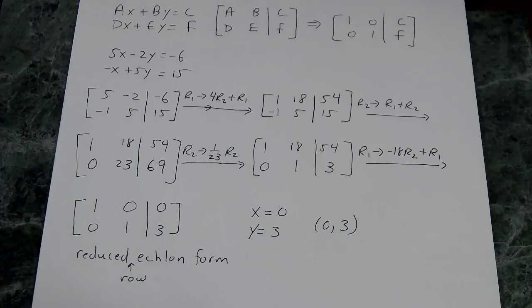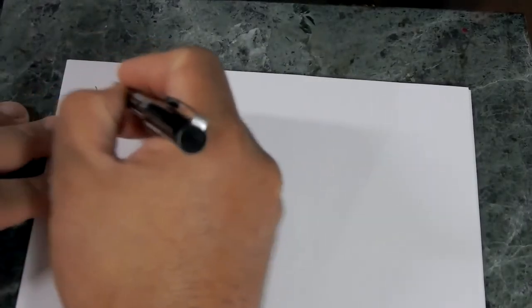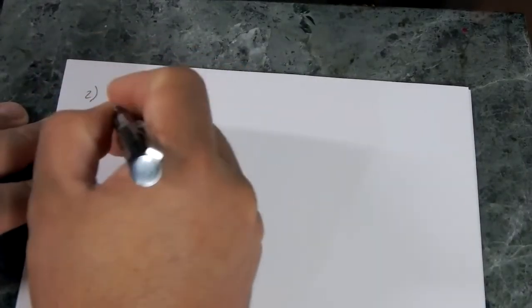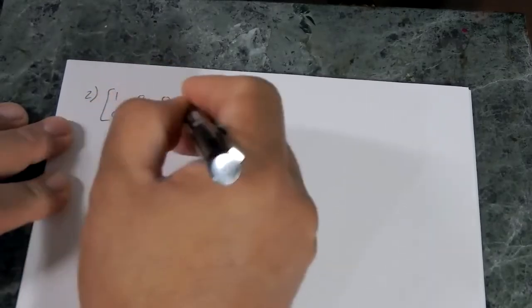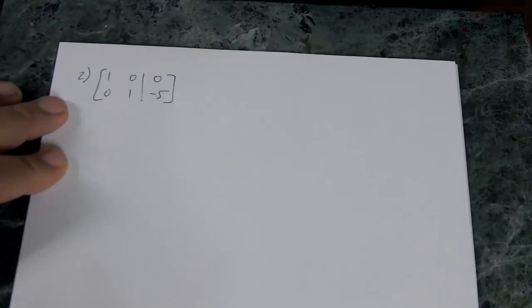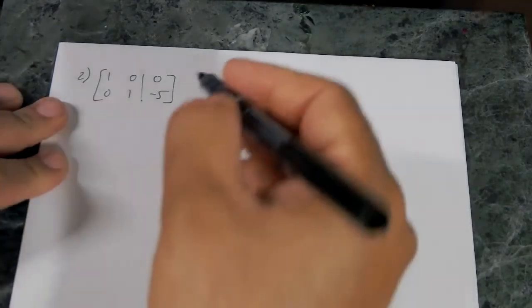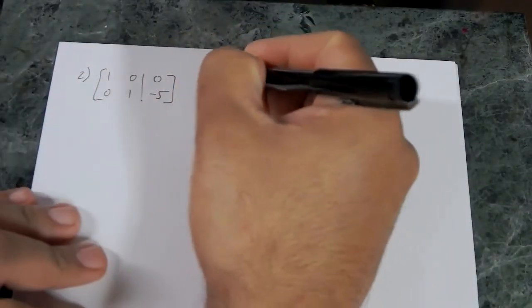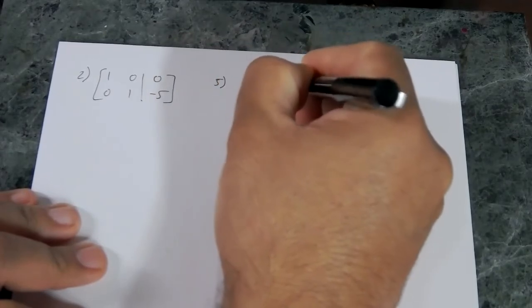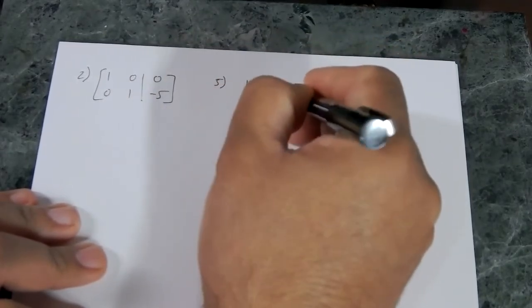On the homework, just remember, do not read what they want. I would like you to solve the problems for the following numbers, and I'm going to give you their solutions as well. I would like you to do number 2. Its solution is 1, 0, 0, 0, 1, negative 5. That's the solution for number 2. I would like you to do number 5. Its solution is 1, 0, negative 5, 0, 1, 4.